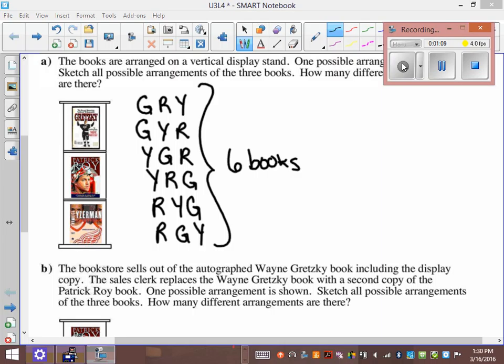6 book arrangements, not books. 6 book arrangements.